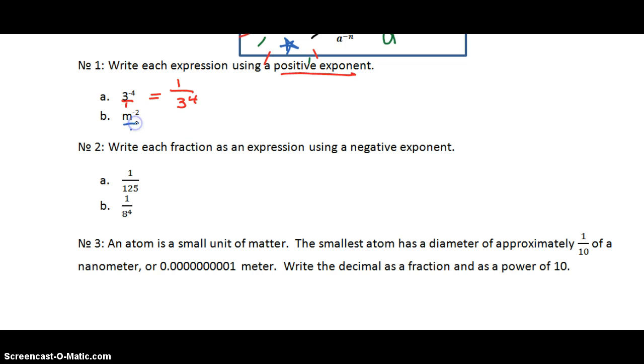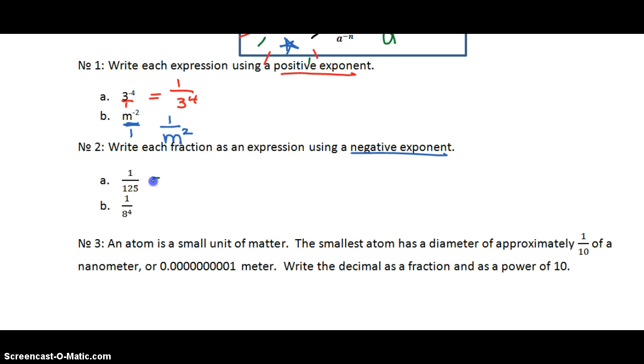B has the same situation. All numbers are understood over 1, so there's my magic bar. When I take it to the denominator, I need to leave a 1 in my numerator, and it becomes 1 over m squared. Now it wants us to write these using negative exponents.